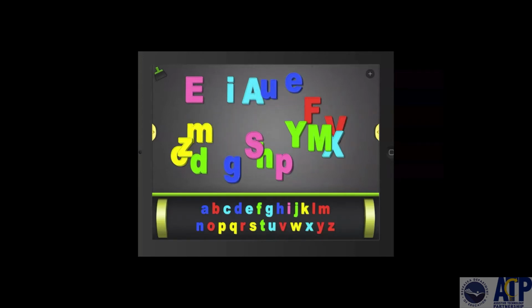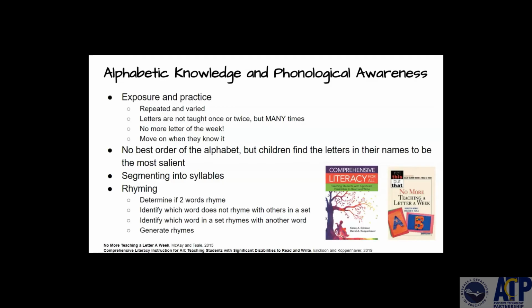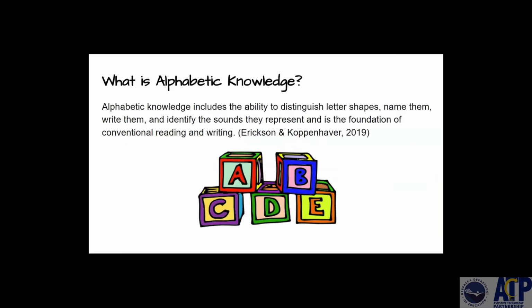Exploring letters in this way is important when we start talking about literacy and young children. When considering early literacy, two important components to be aware of are alphabetic knowledge and phonological awareness. What is alphabetic knowledge? Alphabetic knowledge includes the ability to distinguish letter shapes, name them, write them, and identify the sounds they represent, and is the foundation of conventional reading and writing.